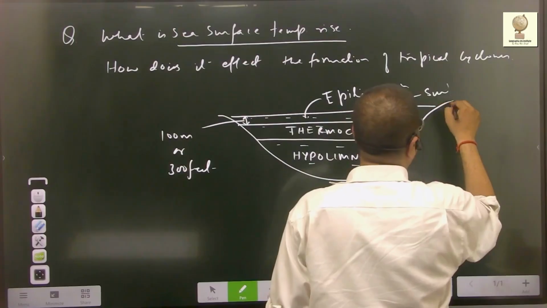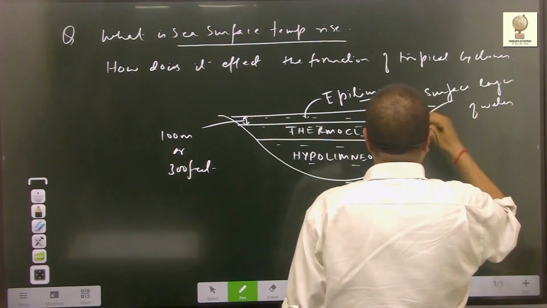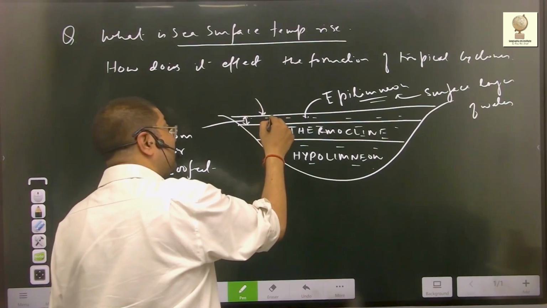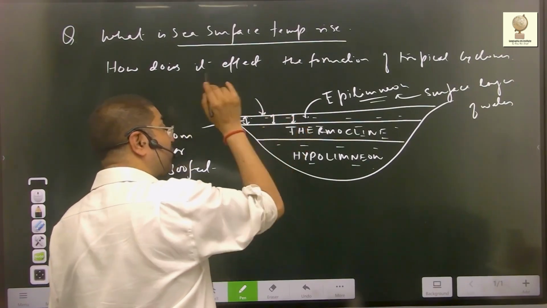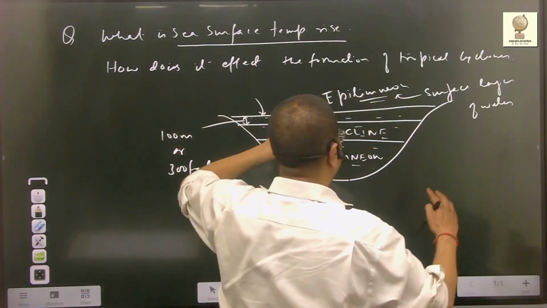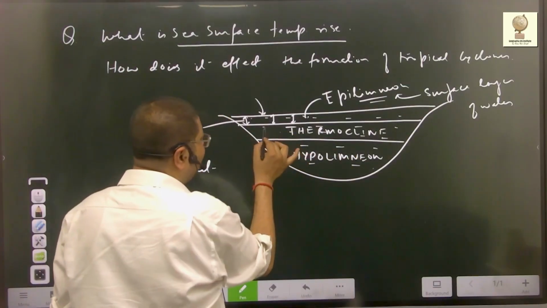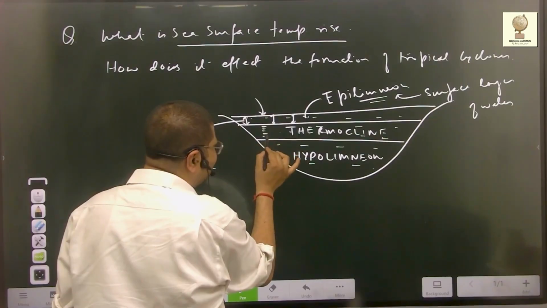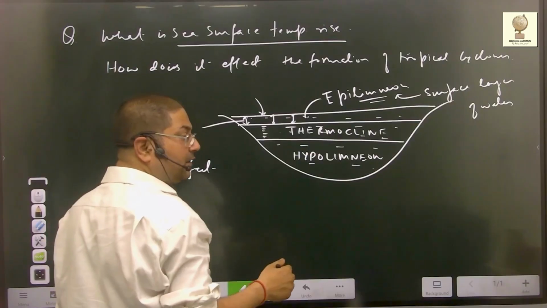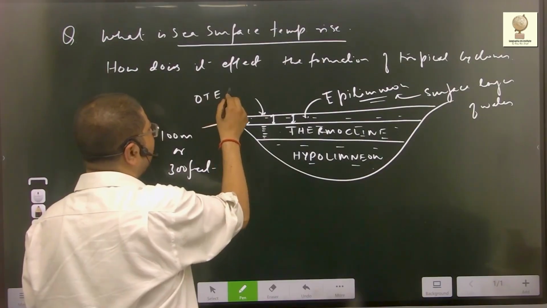The temperature of this entire layer corresponds to the temperature of surface water, and it is here in this epilimnion layer that the effect of ocean current is visible. Below this is thermocline, where rapid decrease in temperature takes place. This rapid decrease is utilized in OTEC, ocean thermal energy conversion.